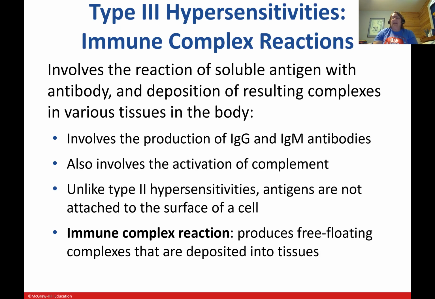This involves IgG and IgM antibodies. It also brings in the whole complement system. And unlike type 2 hypersensitivities, the antigens are not attached to the surface of a cell. Okay, so these immune complex reactions produce these free floating chunks of stuff that end up being deposited in tissues. Oftentimes, what ends up happening is that they block certain tissues from being able to do certain things. The kidney is a classic example. So when you get these immune complexes, very often you get kidney damage because they get stuck in the kidneys.